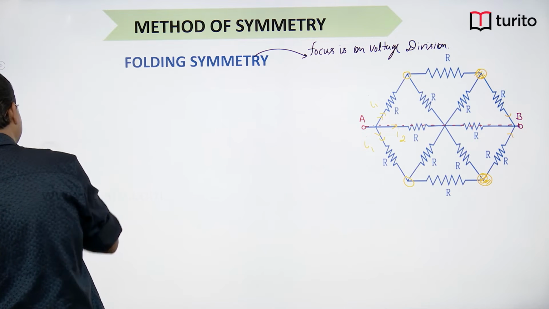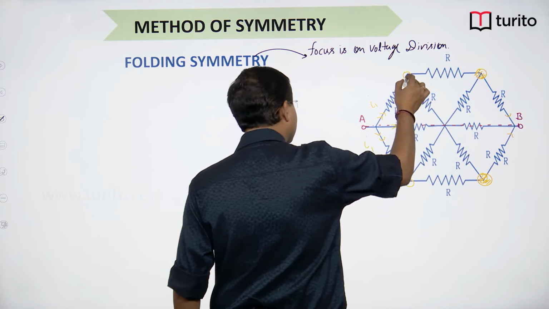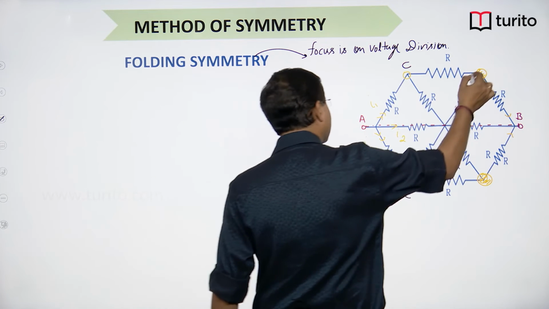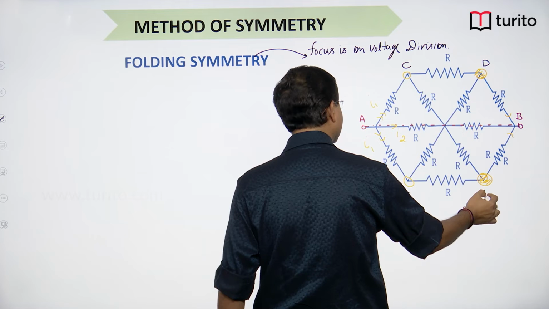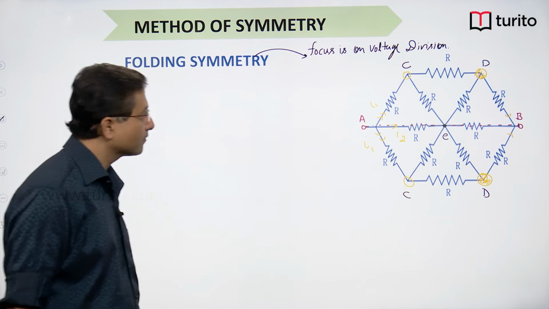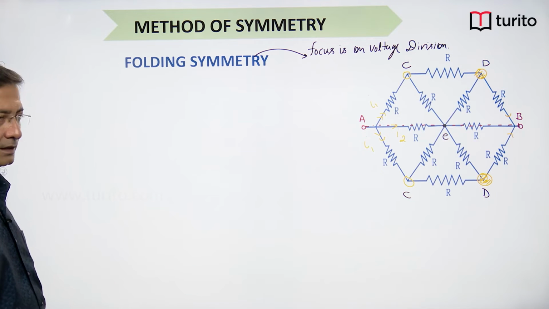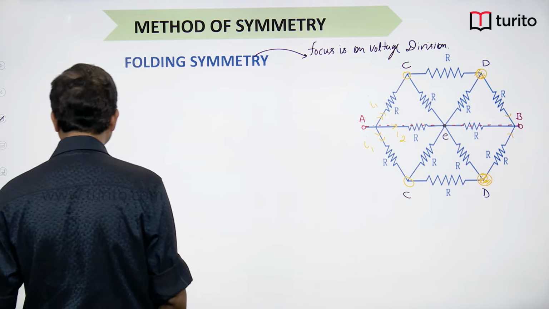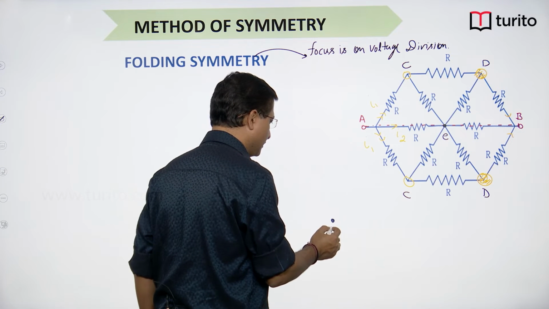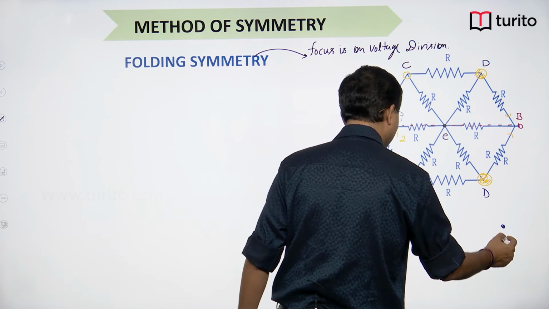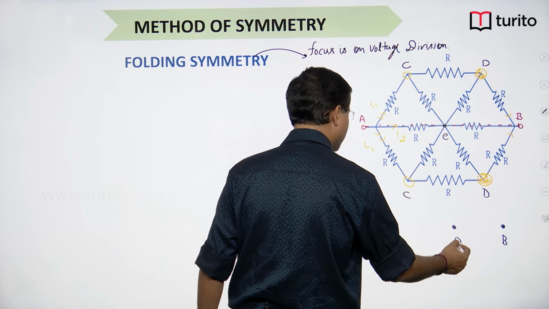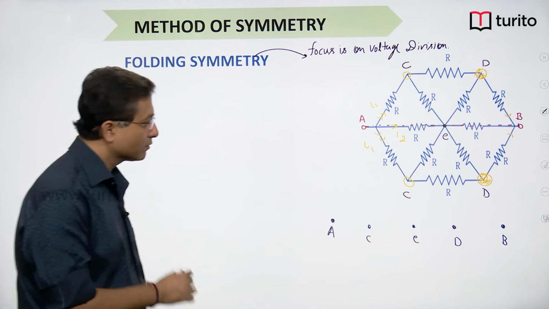Now, let us call it C. As here and here the potential is the same, I will call it C also, and this is D, this will also be called D because they have the same potential, and this junction I will call E. So from A to B through C, D and E. So, all the points I am drawing on a straight line.